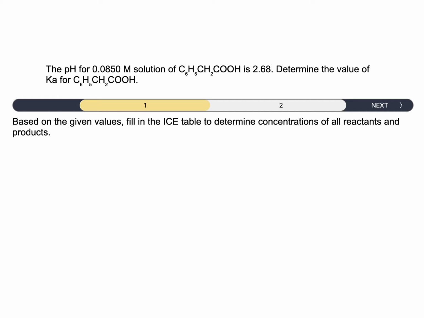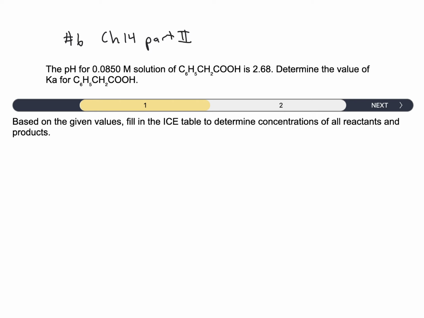I wanted to work through a solution for question number 6 from chapter 14 homework, and this is part 2. So we're given the following information about the pH of a solution. The solution has a concentration of 0.085 molar and a pH of 2.68. Determine the value of the dissociation constant for this acid.